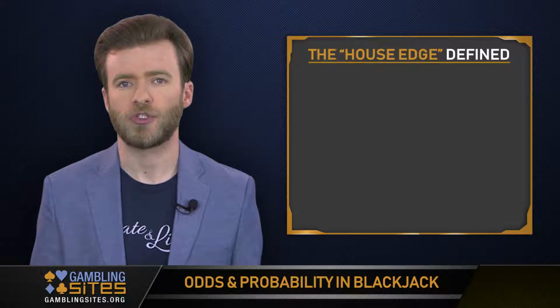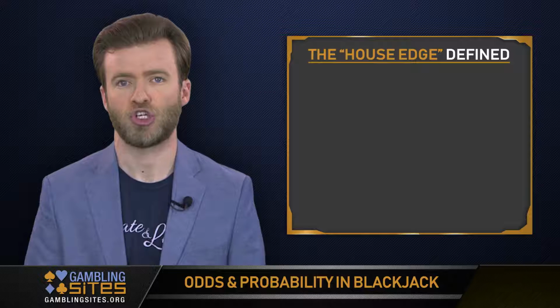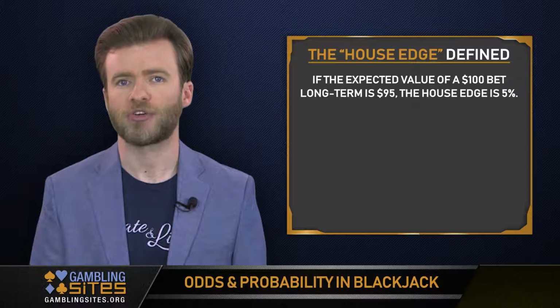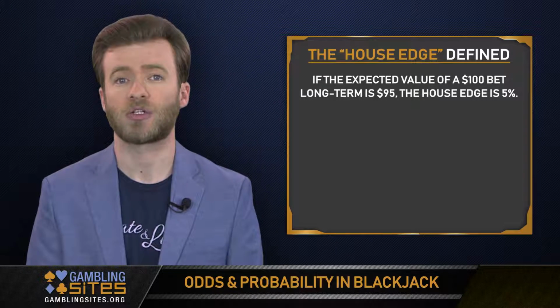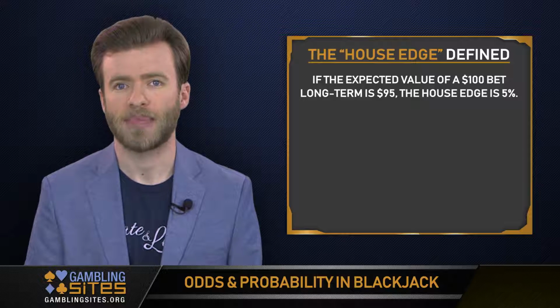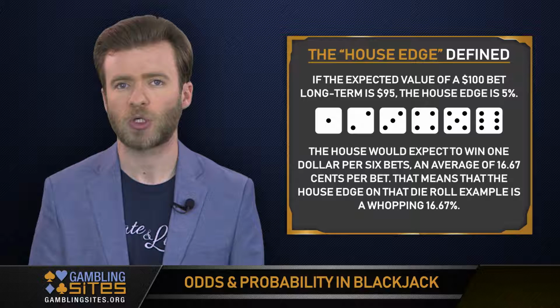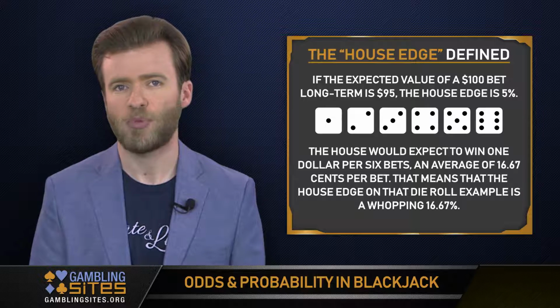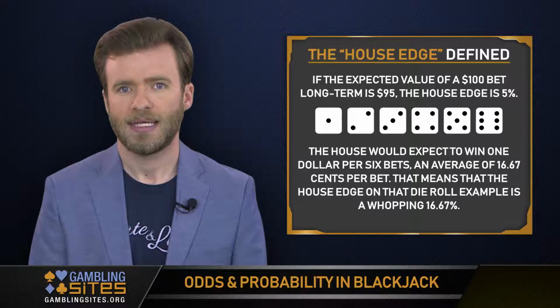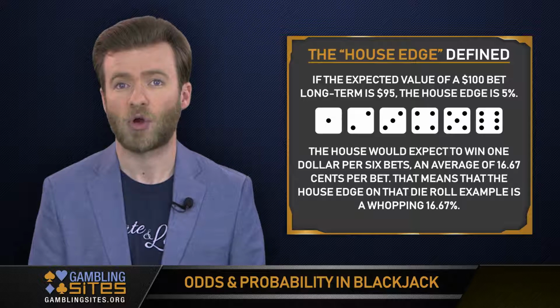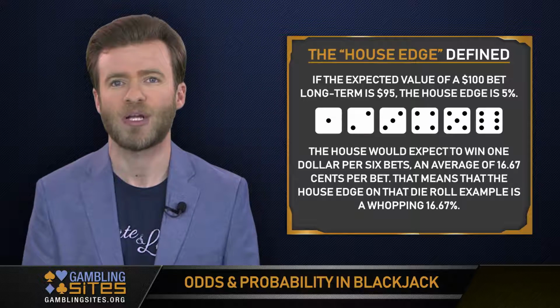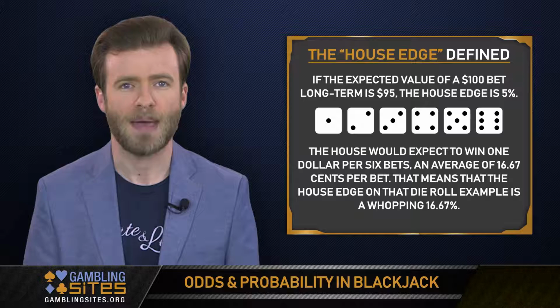This is what casinos do to create what's called the house edge. If the expected value of a $100 bet long-term is $95, then the house edge is 5%. Using our example of rolling the die, the house would expect to win $1 per 6 bets, an average of 16.67 cents per bet. That means the house edge on that die roll example is a whopping 16.67%. Not a bad business model.